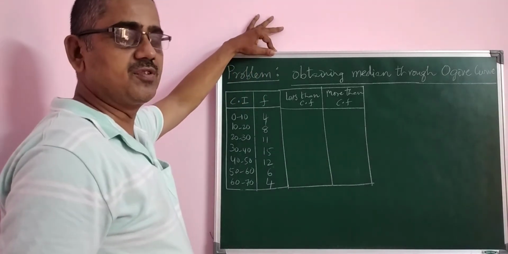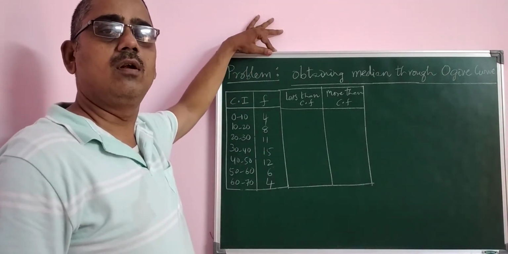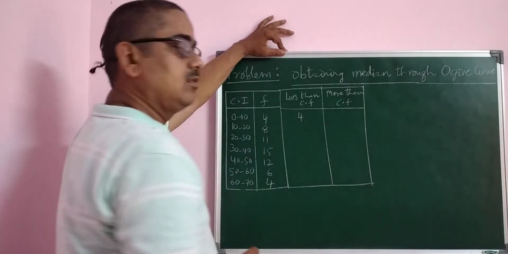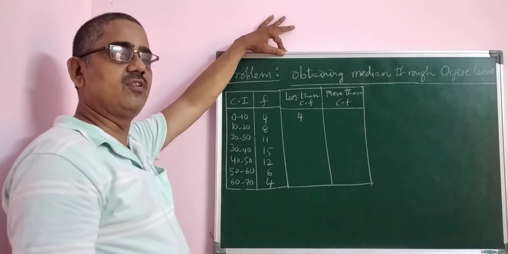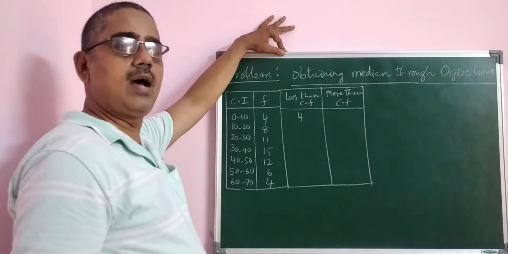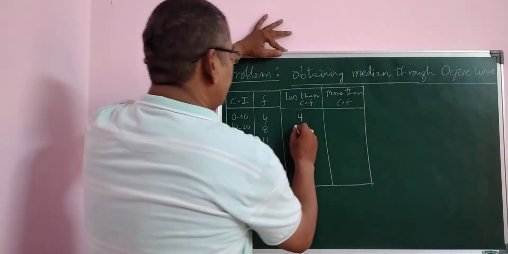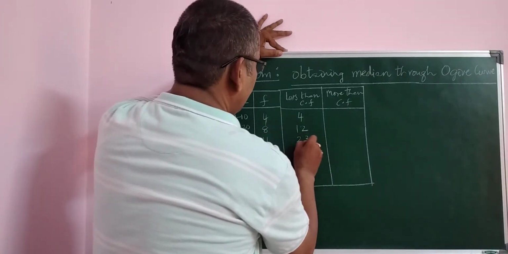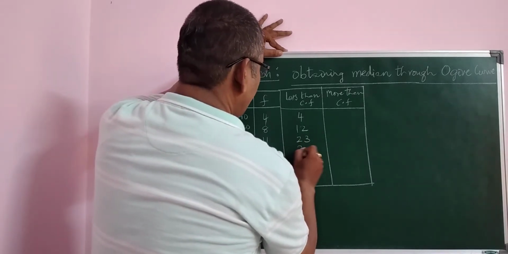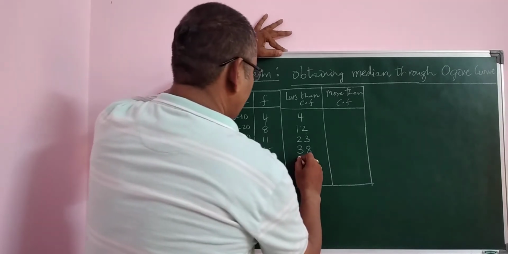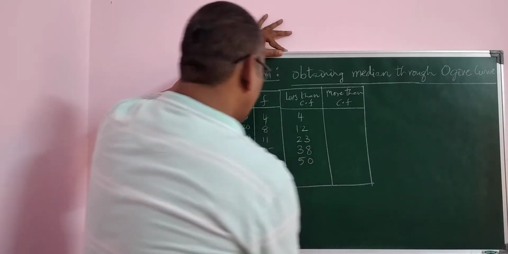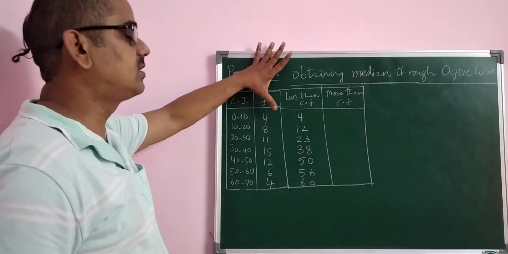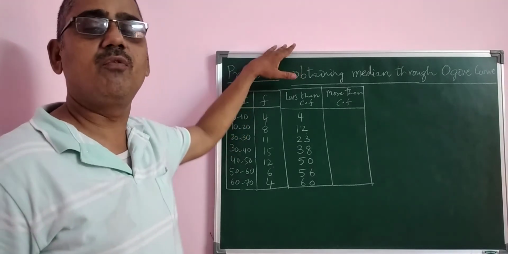Less than cumulative frequencies. Cumulative frequency, you know that. How to calculate cumulative frequencies? Take one frequency and then add the next frequencies, 2 frequencies, then 3, then 4, and so on. 4 plus 8 is 12. 12 plus 11, that is adding 3, is 23, plus 15, 38, plus 12, 50, plus 6, 56, plus 4 is 60. These are the less than cumulative frequencies, which we know very clearly.